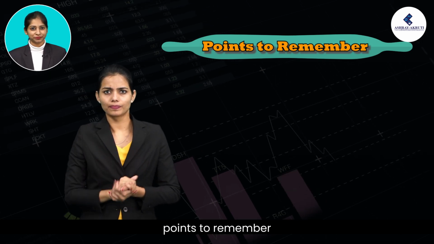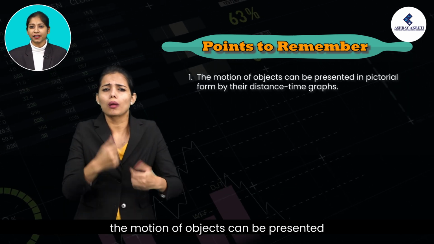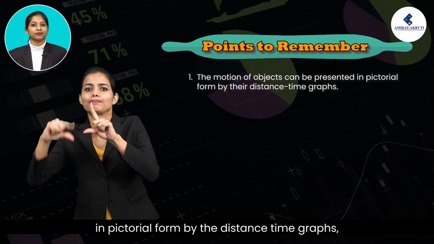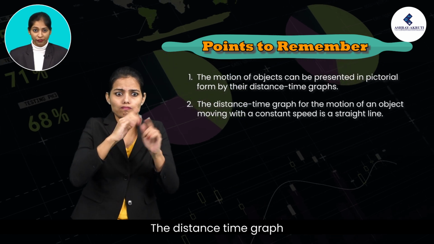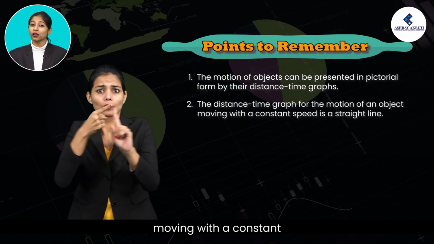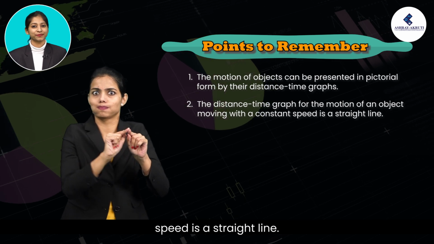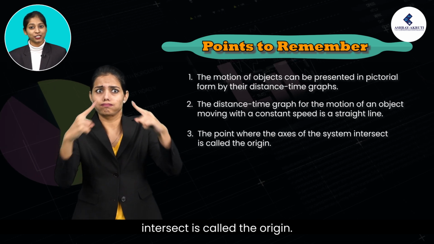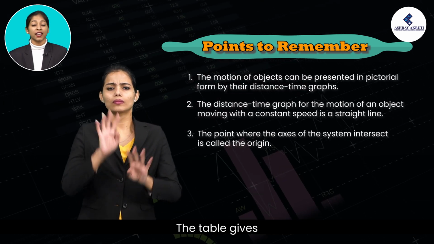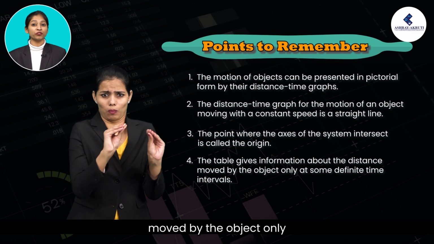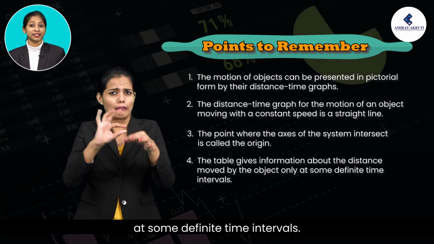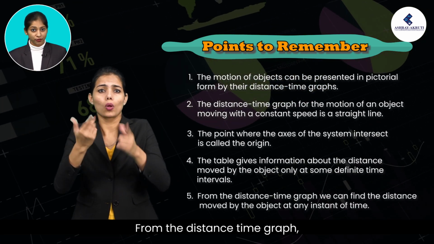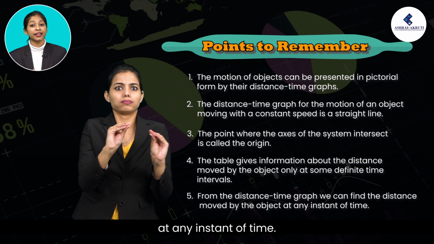Points to remember. The motion of objects can be presented in pictorial form by the distance time graphs. The distance time graph for the motion of an object moving with a constant speed is a straight line. The point where the axes of the system intersect is called the origin. The table gives information about the distance moved by the object only at some definite time intervals. From the distance time graph, we can find the distance moved by the object at any instant of time.